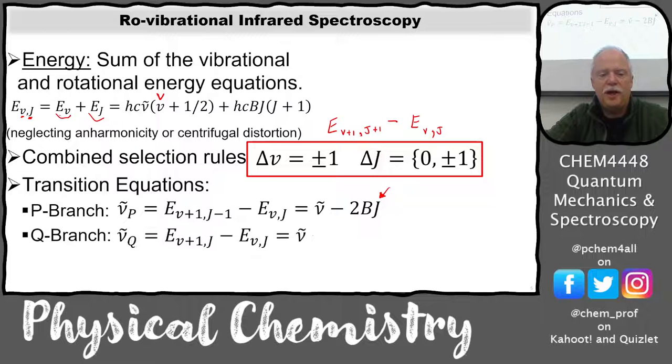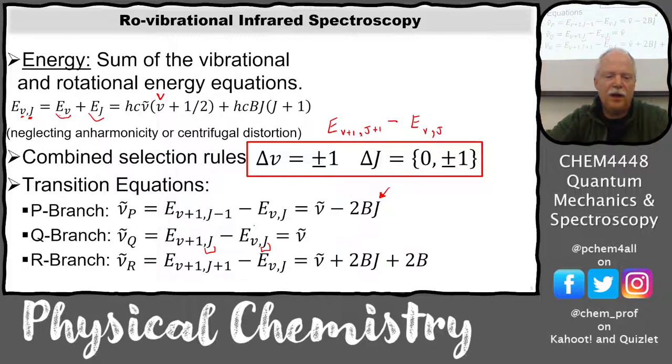Then for the Q branch, if you do that, notice how the J values didn't change. And so the rotational piece just cancels out. And we just have the vibrational frequency, which is that difference in energy levels. And then for the R branch, we take the J plus one, and we subtract the energy equation, which is plain old J, and we end up with this transition equation. And here's your rotational energy, a rotational quantum number.